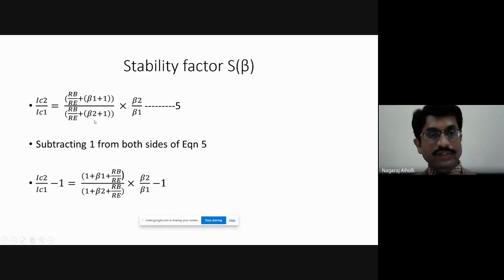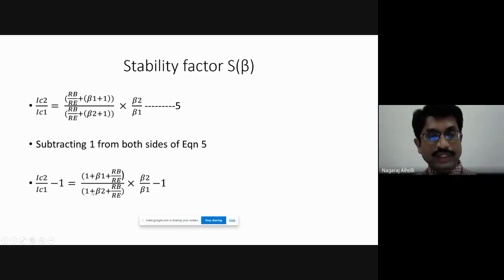Okay. Now what we will do is subtract 1 from both sides of equation 5. I want the equation in the form of delta IC by delta beta, so for obtaining that, we are doing all this. So if I subtract 1 on both sides of equation 5, the LHS will be IC2 by IC1 minus 1. This is equal to 1 plus beta 1 plus RB by RE, divided by 1 plus beta 2 plus RB by RE, into beta 2 by beta 1, minus 1. I am just subtracting 1 on both sides of equation 5.